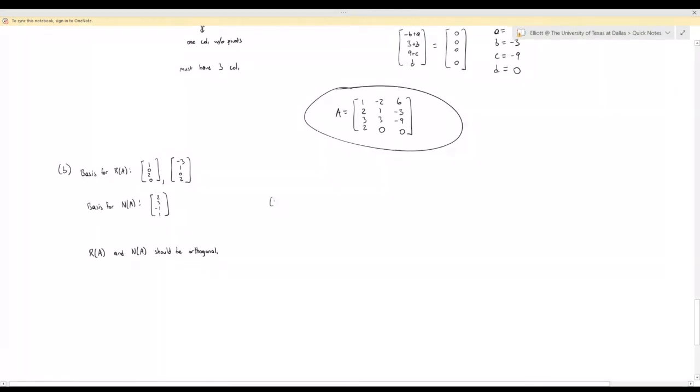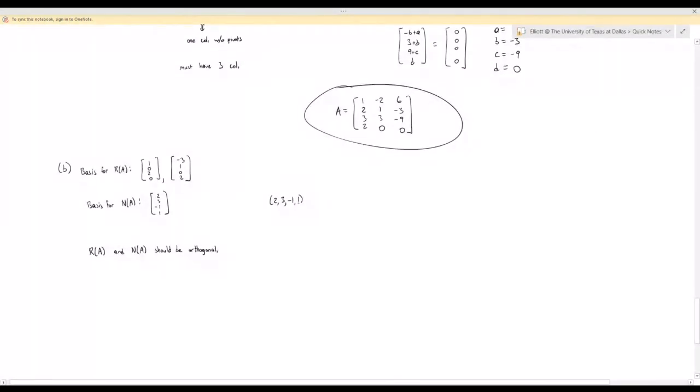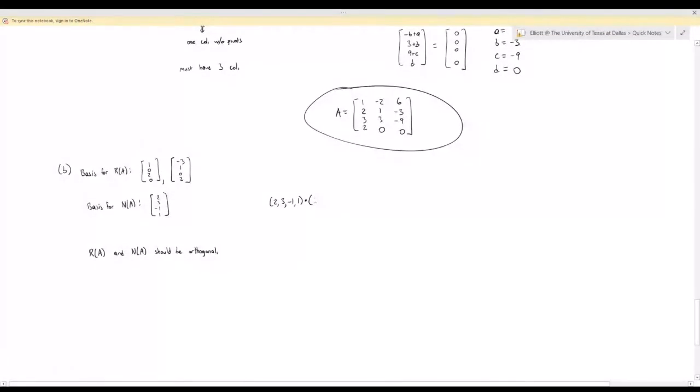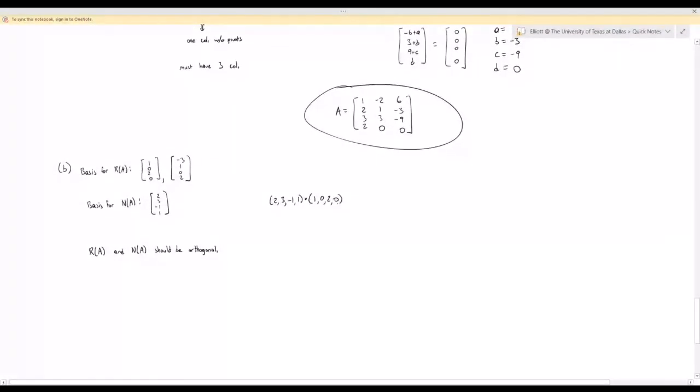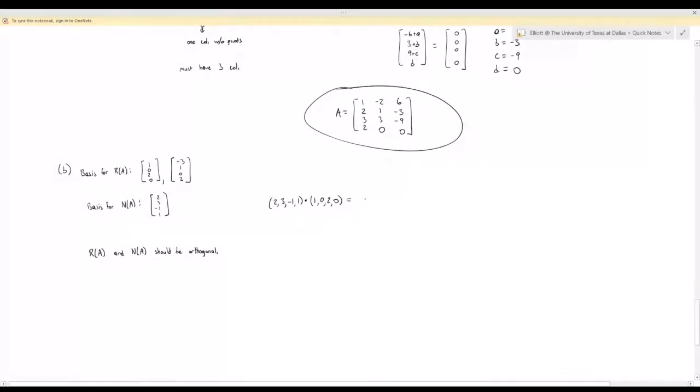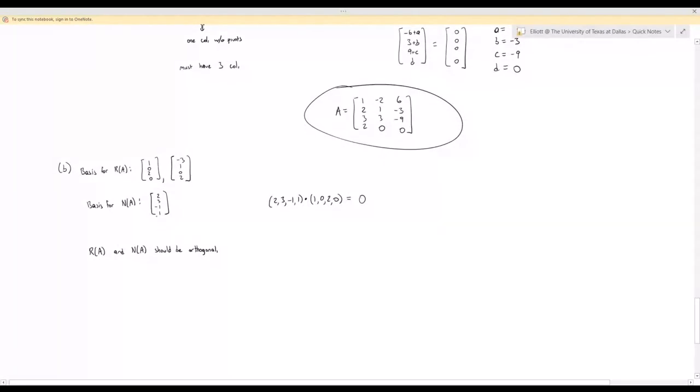So if I take vector 2, 3, negative 1, 1, and if I do the dot product with 1, 0, 2, 0, in this case, you get 2 plus 0 minus 2 plus 0. So it actually equals 0. So these two vectors are orthogonal, as they should be if they were in the null space and row space. Now this vector should also be orthogonal to this one as well. You can check if the dot product is 0 then.